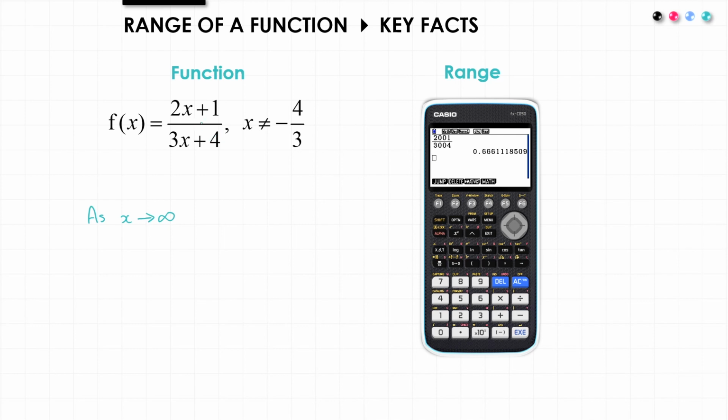But there's no limit on how big we can make x. If we make x, say, 1,000,000, we get 2,000,001 over 3,000,004. The thing that I want you to notice here is that the bigger we make x, the less significant the +1 and the +4 become. And so essentially, if we make x suitably large, the +1 and the +4 will make so little difference to the answer, we can basically ignore them. That gives us 2x over 3x. And the x's will then cancel to give 2/3.